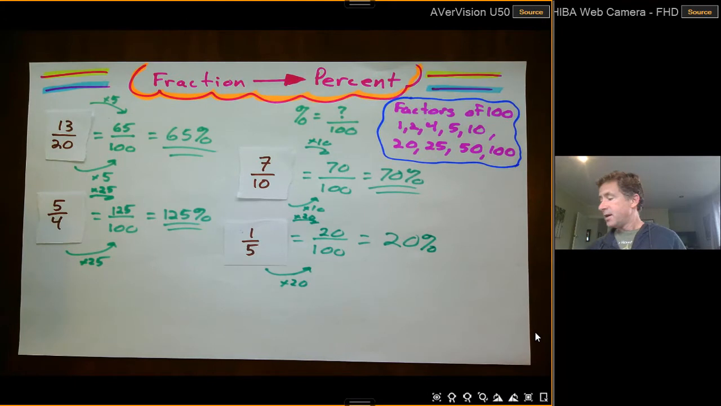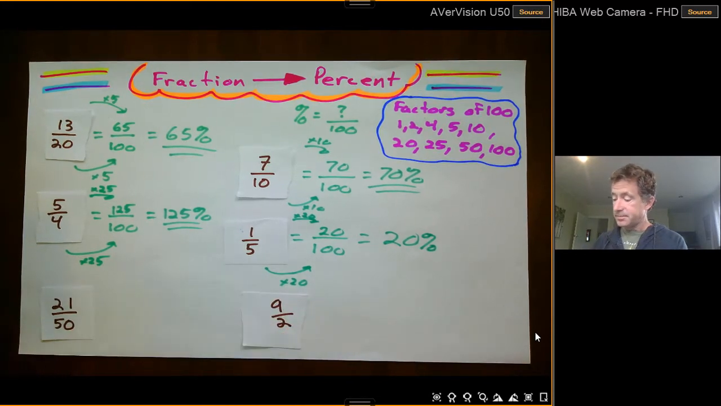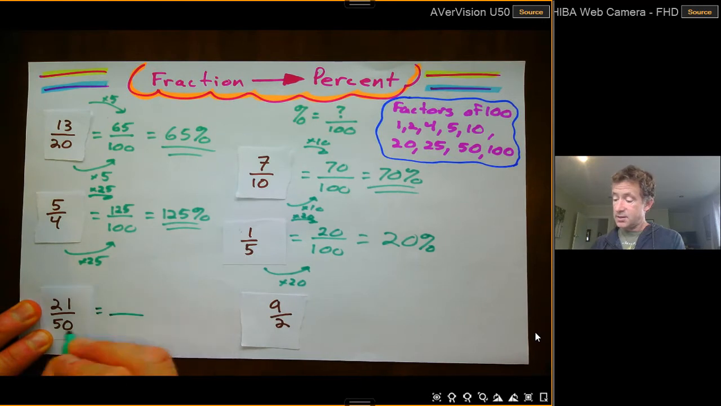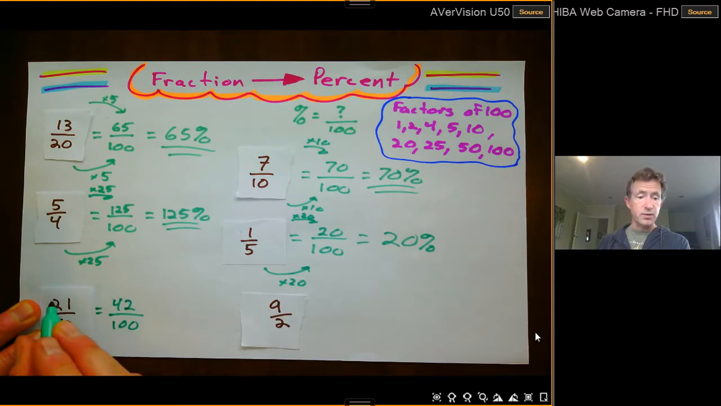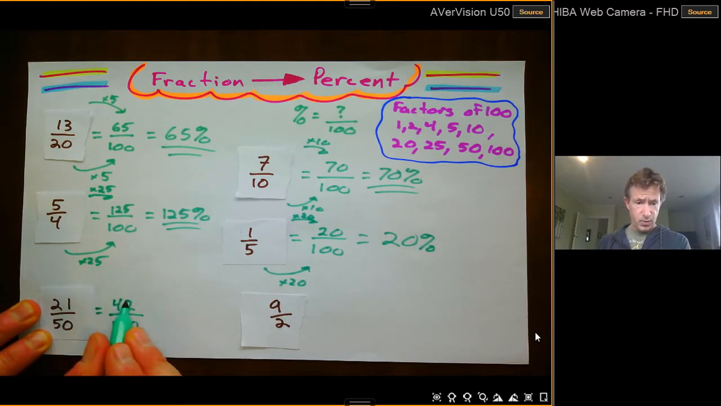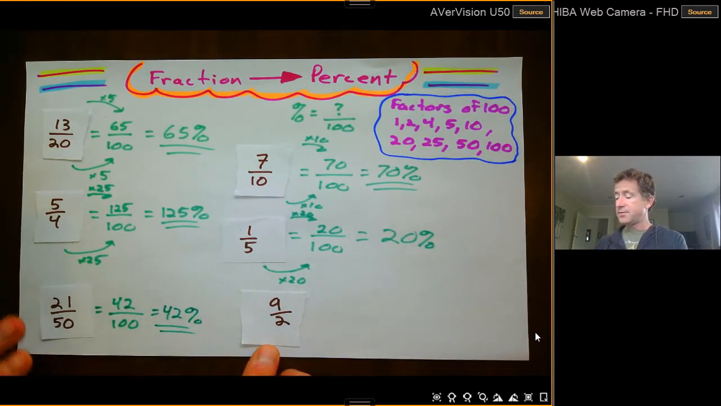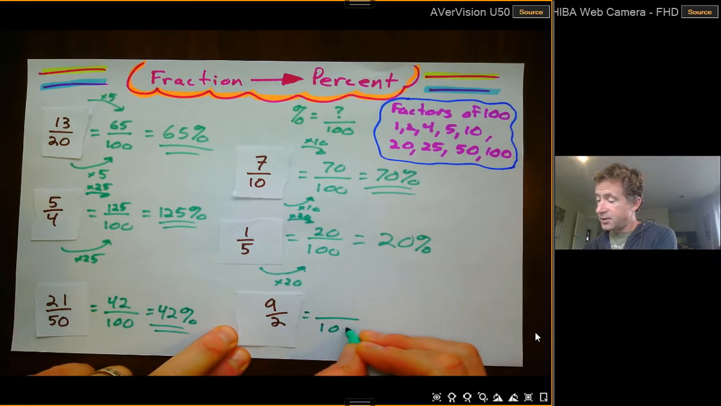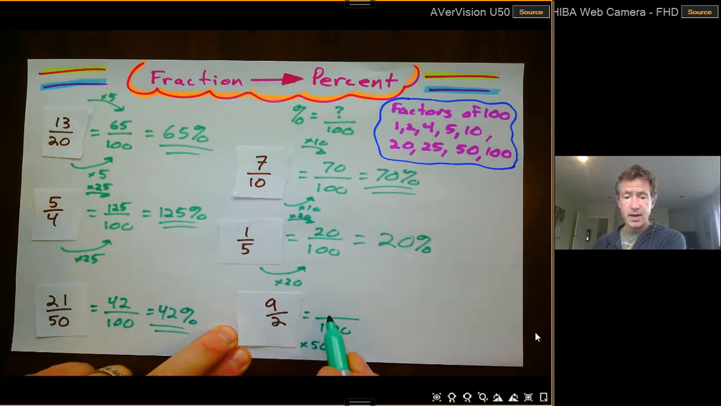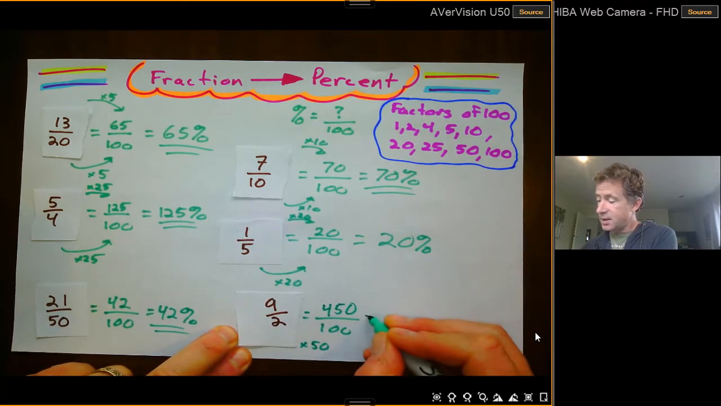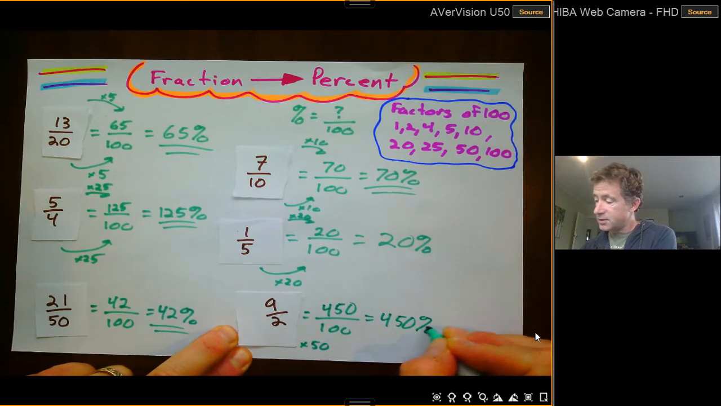Okay, and the improper fractions like 5 quarters, it doesn't matter what we have. We could have 21/50, that's not an improper fraction, but it's the same as 42 over 100, because 50 goes into 100 twice, and 21 is going to have to go in twice. So 42 over 100 is 42%. All right, 9 halves. Well, what is that out of 100? 2 goes into 100 50 times. So I multiply 9 times 50, and I get 450, and that means that's going to be 450%.